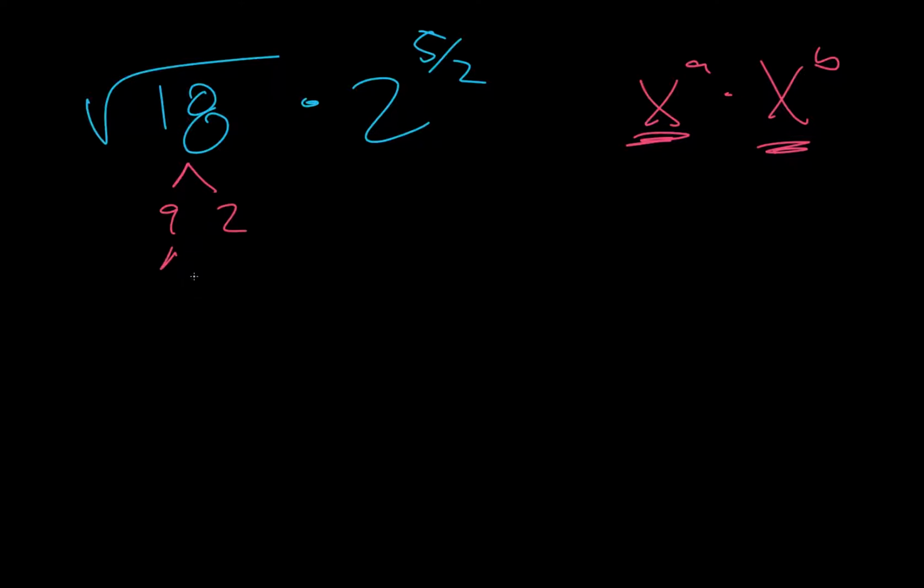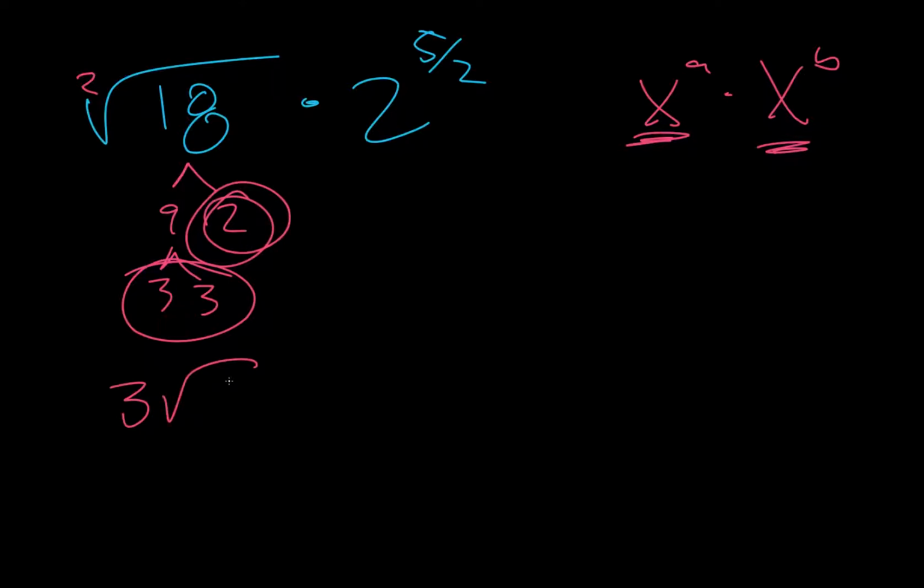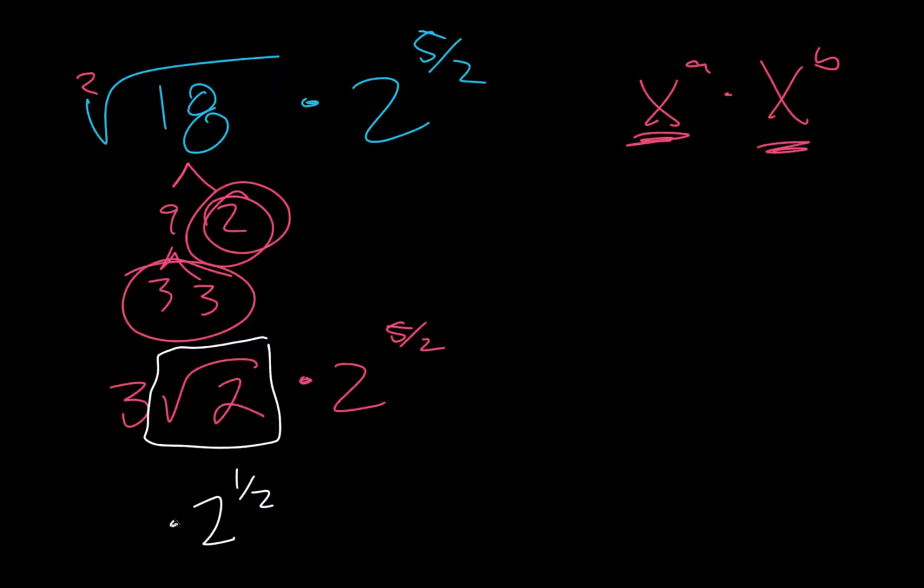9 times 2, 3 times 3. There's an implied 2 for the root, so we just need 2 things to pull it out. So we pull out a 3. There's only one 2, so we'll leave it like that. And we still have that piece. So this thing is the square root of 2, or 2 to the 1/2. We're still multiplied by 3. We're still multiplied by 2 to the 5/2.